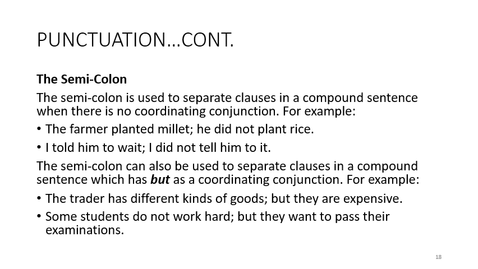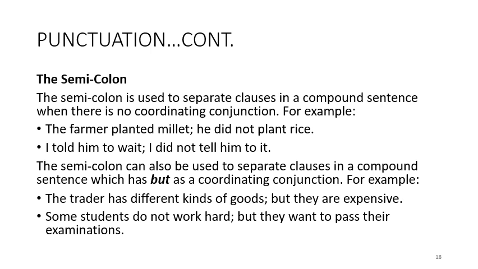The semicolon is used to separate clauses in a compound sentence when there is no coordinating conjunction. For example, if you have two clauses which do not require a coordinating conjunction, then we use a semicolon to divide the sentences. The farmer planted millet; he did not plant rice. I told him to wait; I did not tell him to eat.